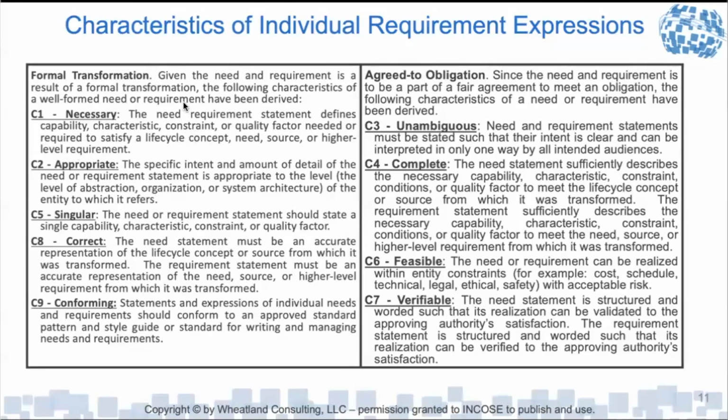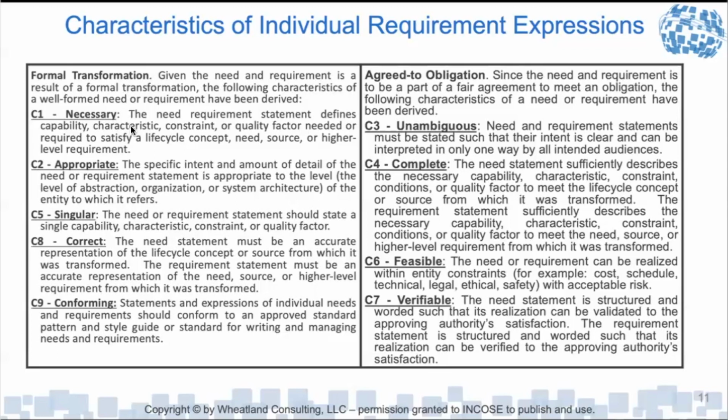Characteristics of well-formed needs and requirements. We talked about in the definition of needs and requirements that they involve a formal transformation as well as an agreed-to obligation. That's something you don't see in most definitions, but we thought it really communicates some important thoughts: it's really clear that defining needs and requirements is a formal transformation. And also there's an agreed-to obligation. There's an agreement between the person that's paying to have the requirements met and the people that have to actually produce a product that meets the requirements.